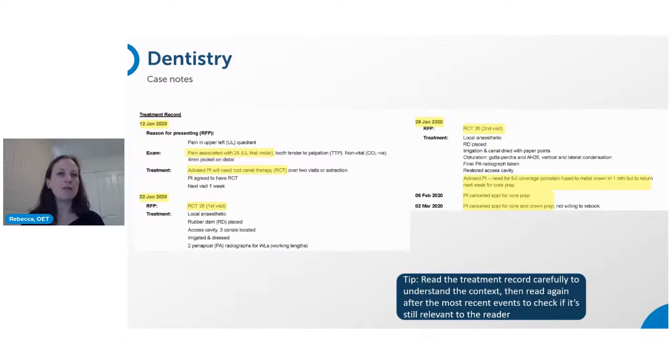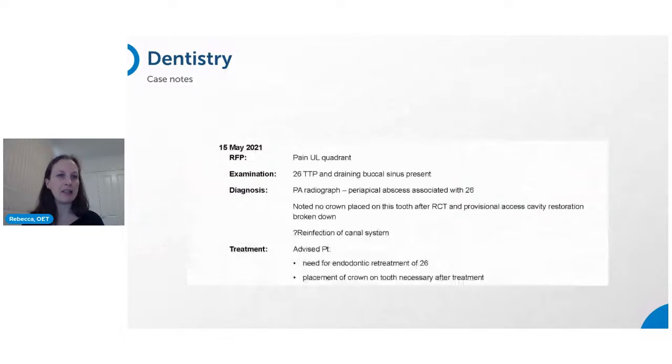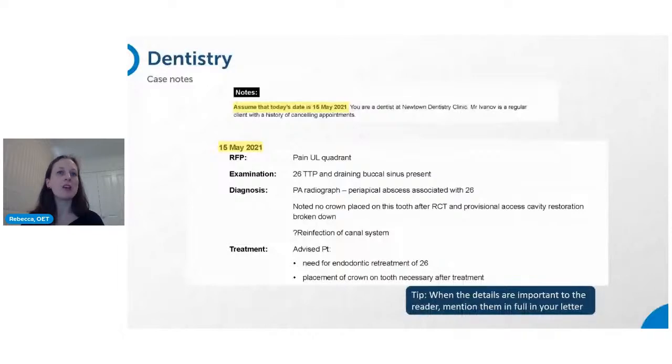This brings us to the 15th of May, which I note is the same date as the one I've been given to write the letter. And the patient presents with pain in the same place. A draining buccal sinus is present, and a radiograph reveals a periapical abscess. So you as the dentist note that the crown wasn't placed as you had recommended, which has caused the cavity restoration to break down and leading to a possible reinfection of the canal system. So you advise the patient for the need of endodontic treatment for the tooth, and that a crown will be necessary after the treatment.